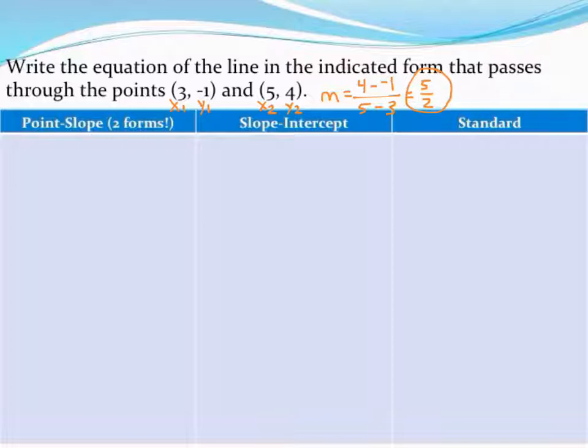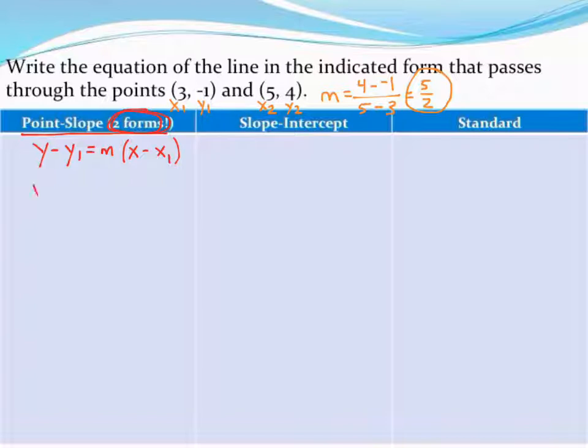So I'm going to start by getting the equation in point-slope form. If you recall from your notes, that was the form that looked like this: y minus y1 equals m times x minus x1. And I'm noticing they want me to do 2 forms of this. Well, the 2 forms are going to come from the 2 points they gave me. So let's use this first point to get the first equation written.